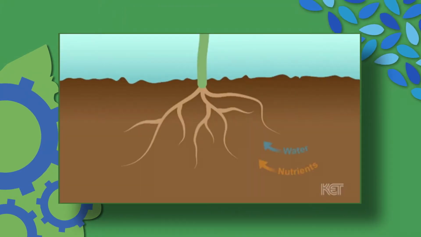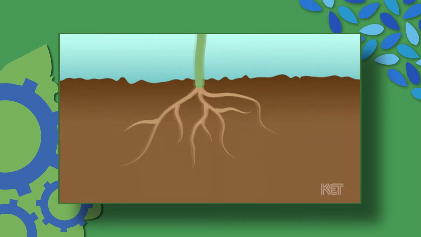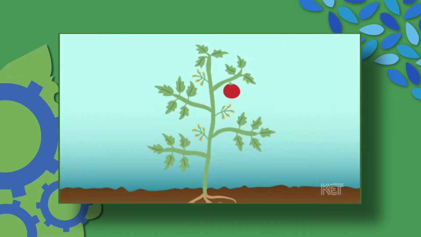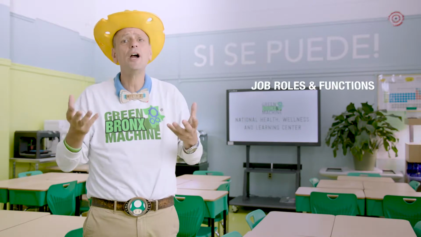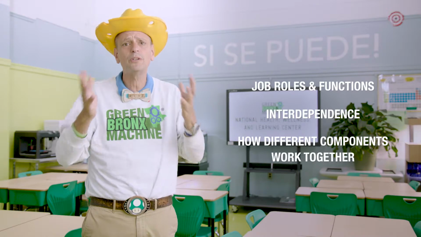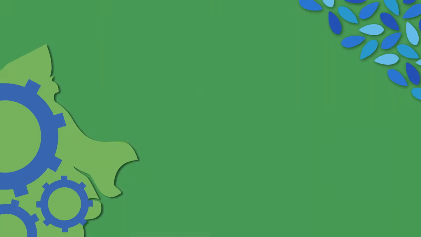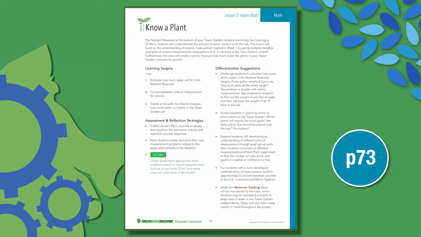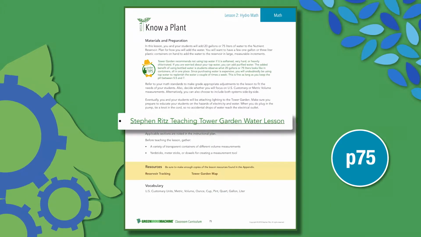Encourage students to relate parts of the plant to parts of themselves. How are roots like feet? How are the stems or branches like arms and legs? What parts can't we see but are still important for the plant's survival? This lesson ties into concepts of job roles and functions, interdependence, and how different components work together for a greater purpose.